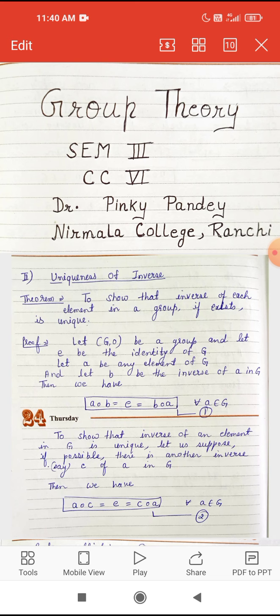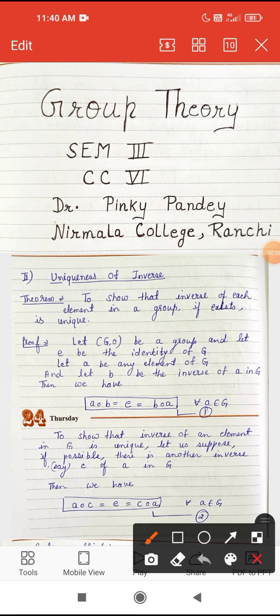Come to the proof. Let G be a group and let e be the identity of G. Let a be any element of G and let b be the inverse of a in G. Then by the definition of group, if inverse of an element a exists, then we have a operation b is equal to the identity element e, and this is equal to b operation a. Give it as equation 1.